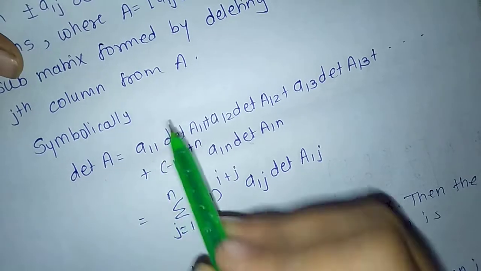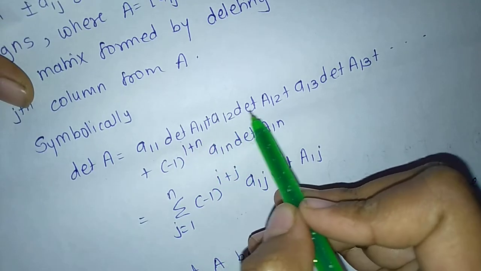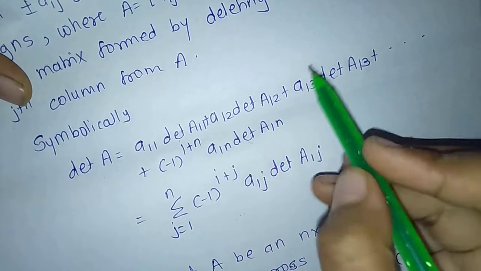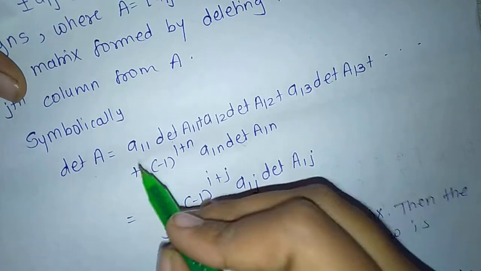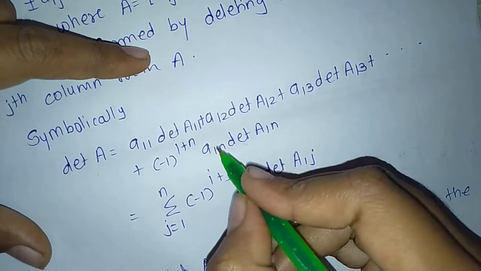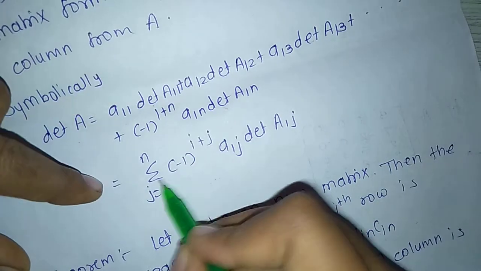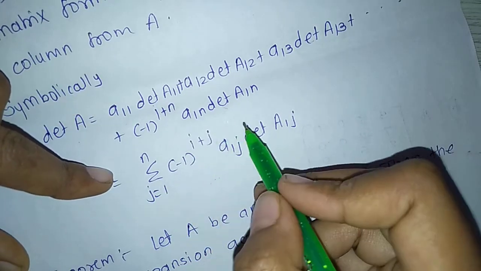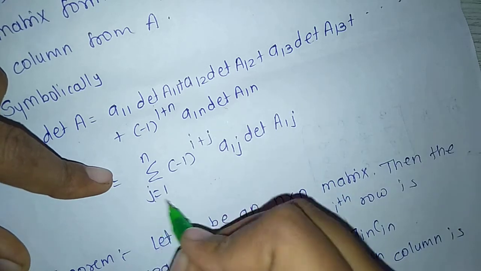Symbolically, determinant of A equals A11 into determinant of A11 plus A12 into determinant of A12 plus A13 into determinant of A13 plus and so on, plus minus 1 raised to 1 plus n A1n determinant of A1n, equal to summation of minus 1 raised to i plus j Aij into determinant of Aij, j running from 1 to n.